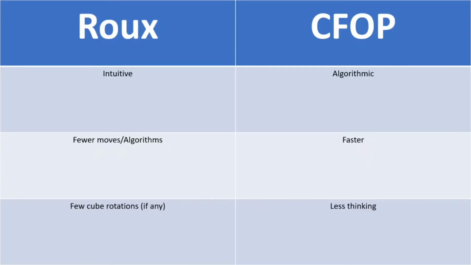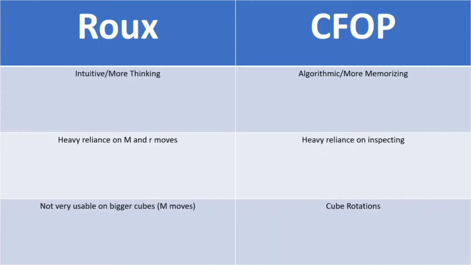But of course, Roux has very few cube rotations, if any, because of its heavy reliance on the M moves and the R moves. So let's move on to the disadvantages. Now, Roux is intuitive, which means more thinking, whereas CFOP is algorithmic, but that also means more memorizing. So these two can be an advantage or a disadvantage depending on the person who you are.